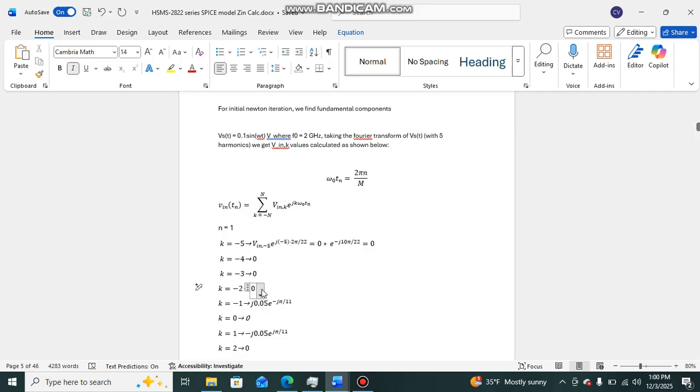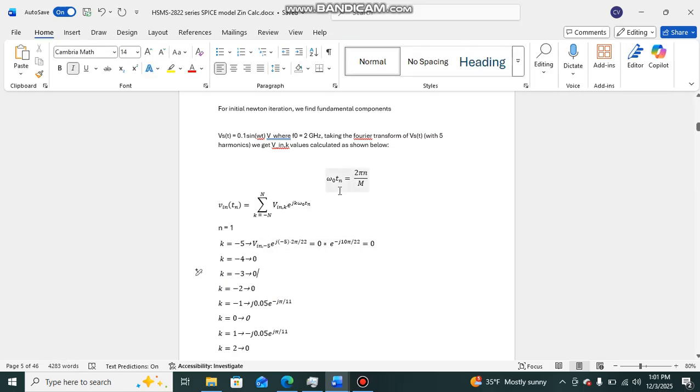But we do not know the Fourier transforms of those values yet. But we do know it for the fundamental, and the fundamentals are k is equal to -1 and k is equal to 1. So there's negative and positive because you need to add the negative frequencies with the positive frequencies to create the actual input voltage in the time domain at that sample.